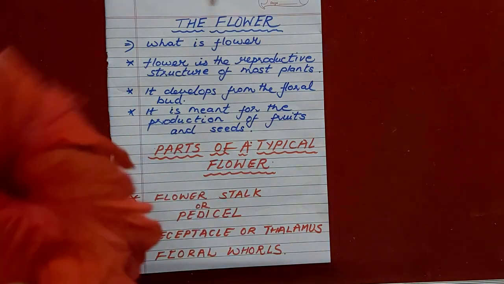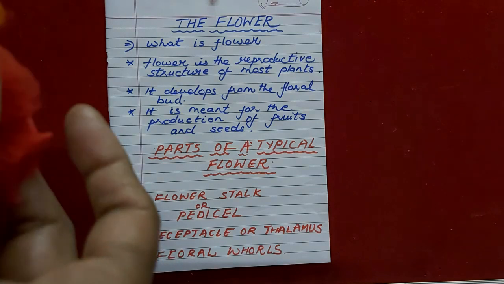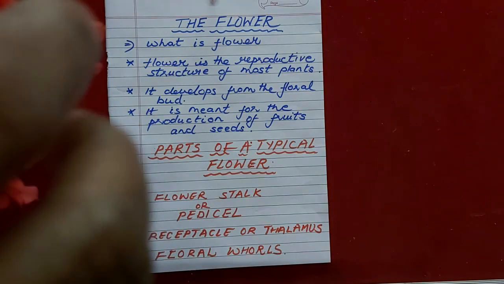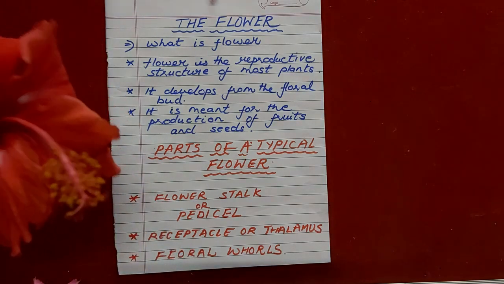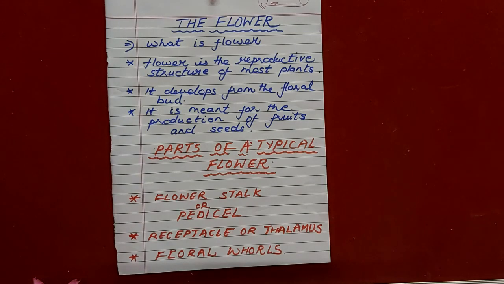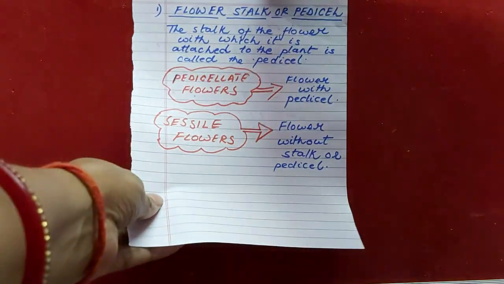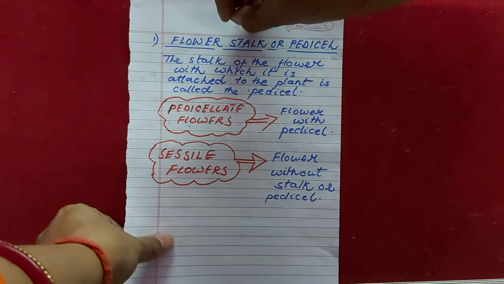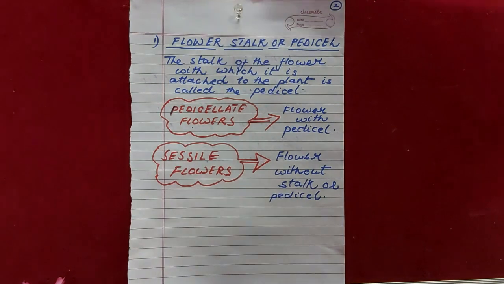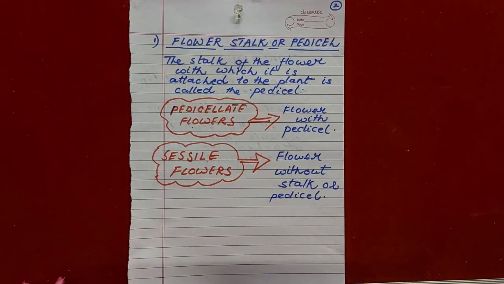And then the floral whorls. See this one, red color, then this green color, and this is coming out. All these are the floral whorls. So now we will do one by one in detail. First of all, we will talk about the flower stalk or pedicel.